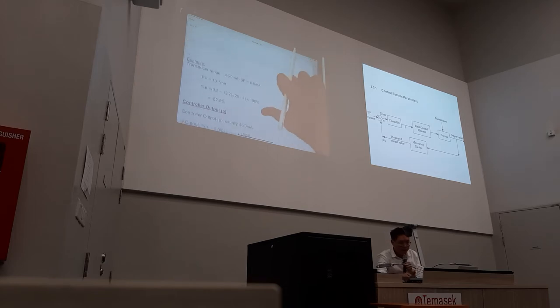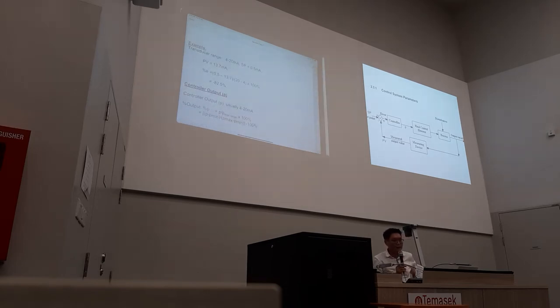And then the next one, let's say the example: transducer range 4 to 20 milliamp, set point is 0.5 milliampere, right? Process value is 13.7 milliampere. What is the percentage of error?